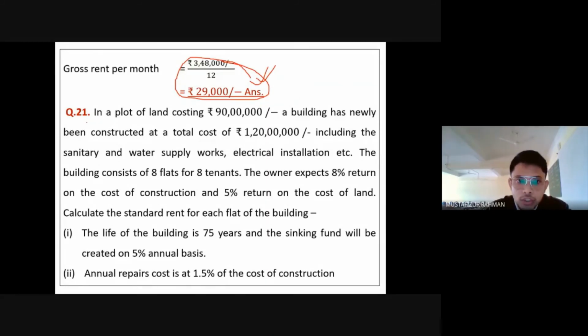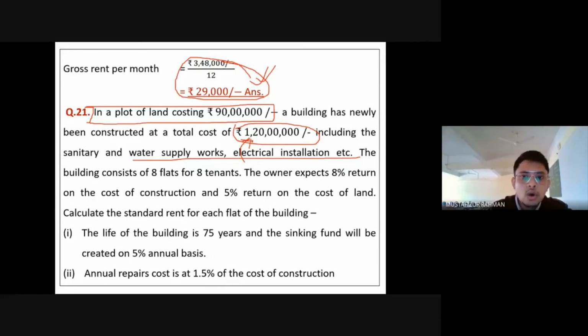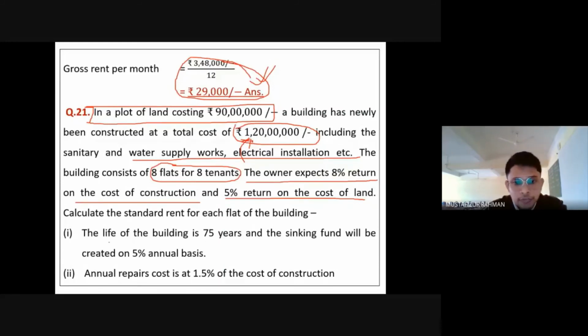So then, in a plot of land, the value of the plot of land is given. There is a building. Total cost of the building is given. All the sanitary, all this installation, this fitting, all these are included in the cost for creating all the facility. Then there are 8 flats and there are 8 tenants. The owner is expecting 8% return on the cost of construction and 5% on the cost of land. The life of the building is given.